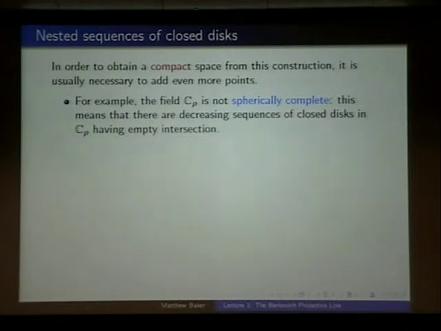To be not spherically complete, I should have actually highlighted the word in blue because I'm defining what it means. It means that there are decreasing sequences of closed disks with empty intersection. Now, from a very naive point of view, that might be surprising because the nested intersection of compact sets is always non-empty. But these aren't compact. A closed disk in CP is not compact.